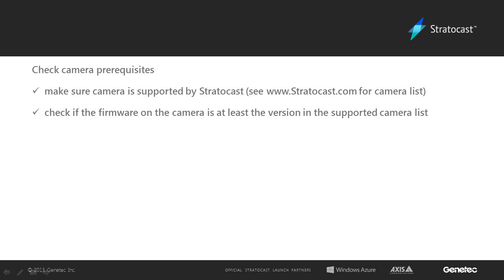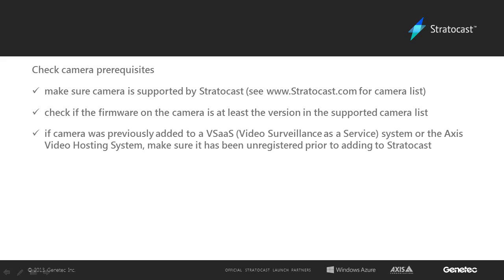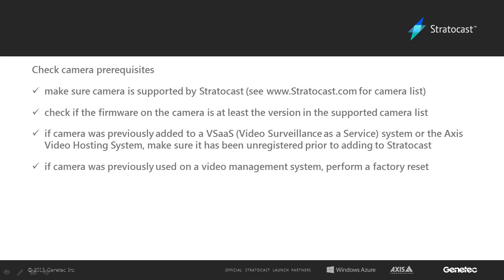For access video units, if the unit was previously installed on another video surveillance as a service or access video hosting system service, contact the service provider to have the video unit unregistered. If the video unit was previously installed on another video management system, restore the server settings on the video unit. You can find more information on this in the troubleshooting section.